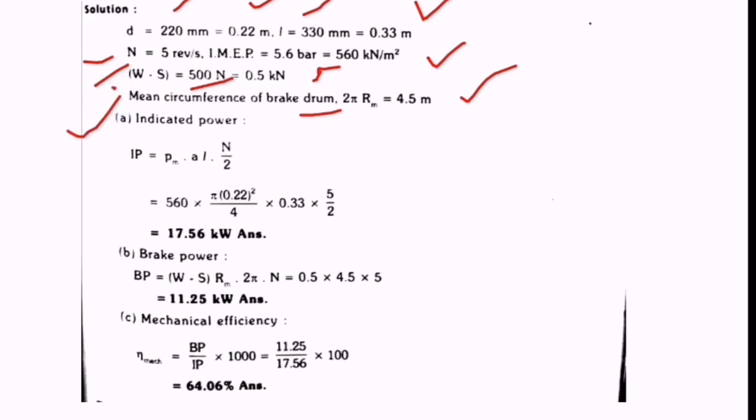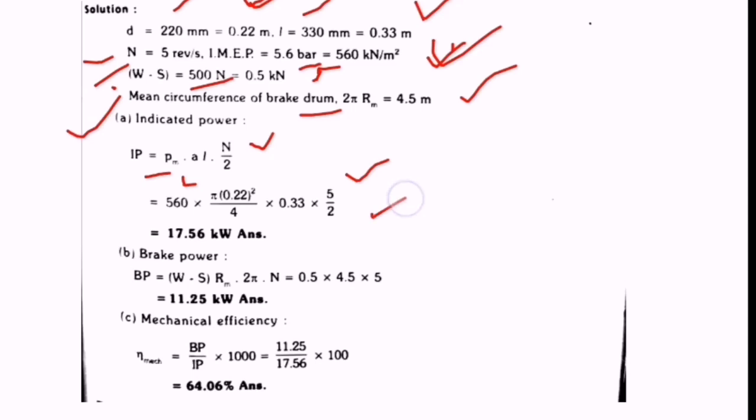Indicated power formula is PM LAN by 2. N by 2 is used because it is a 4-stroke engine. So PM is nothing but pressure, that is 560, because 5.6 is given in the question as bar. Convert that bar into 560 kilonewton per meter square. So 560 is PM. A is nothing but pi by 4 D square, with D as 0.22 meter, and N is nothing but speed, that is 5 revolutions per second.